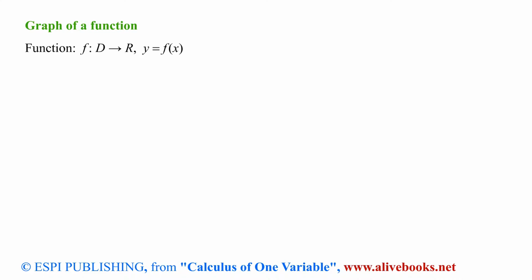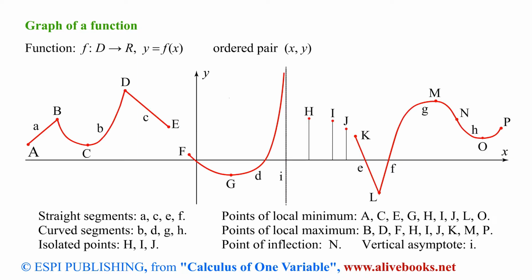From this definition of the function, for any value of x we obtain a unique value of y, and we can use the ordered pair (x, y) as coordinates of a point in a Cartesian coordinate system. The set of all these points is the graph of the function.